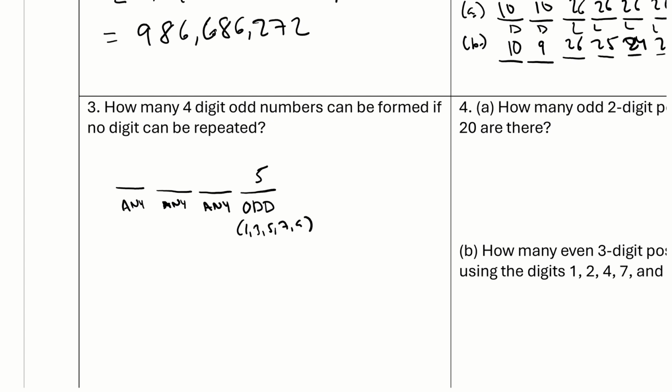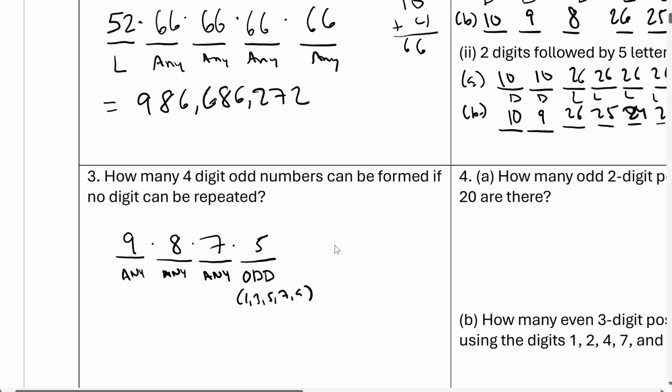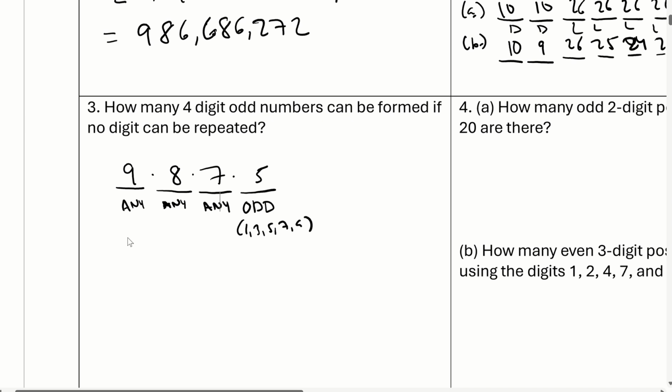That's 5 numbers, so we got 5 choices. Now, if I use one of those numbers, how many numbers do I have left? Well, I have 9 numbers left, because before I had 10. So now I only have 9 numbers, and then 8, and then 7, since I cannot repeat. So here we can multiply that: 9 times 8 times 7 times 5. So we have 2,520 possible combinations.